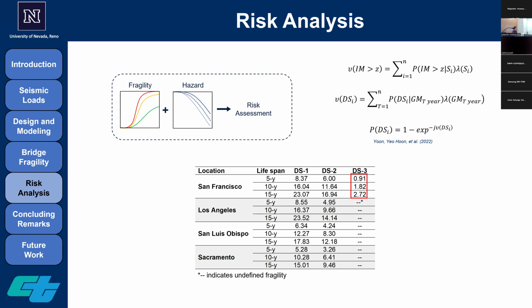As you can see, for example, for DS1 between the 2 high seismicity areas, which we are more interested in, we see 8.55 and 8.37, which are fairly close to each other, and also 5.28 and 6.34 for low seismicity areas. In all of the risk analysis, the risk is only concentrated within DS1 and DS2, and the only location that has the risk of exceeding DS3 is San Francisco, but it's fairly low, below 3% if we use the bridge for 50 years. But if you want to stick with the 5-year assumption that we have from the first place, it's going to be less than 1%.